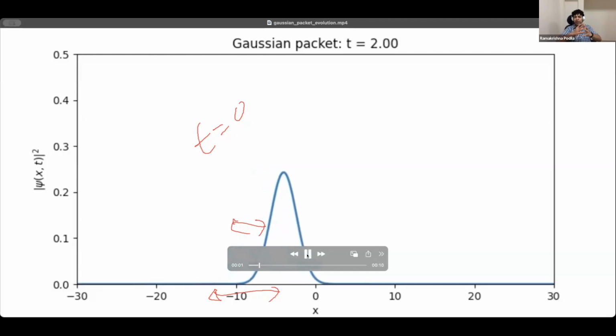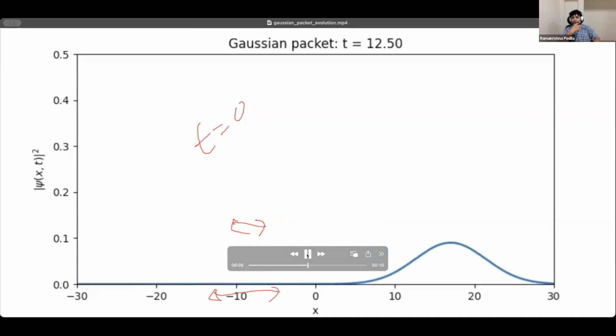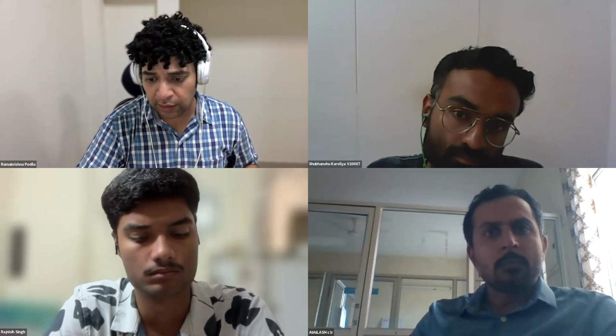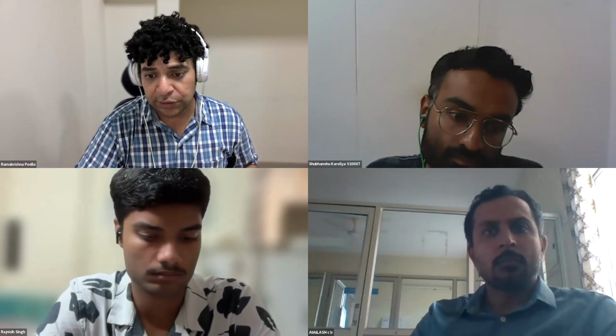As I let it go, it is spreading out. The wave packet spreads out, and this we are getting from the Schrodinger wave equation. The Schrodinger wave equation essentially is telling us how this evolves. For example, this is for a free particle, but if it is in some potential, then we will see differences in how it changes based on the potentials. So let me stop this, and then let's go back to our presentation.